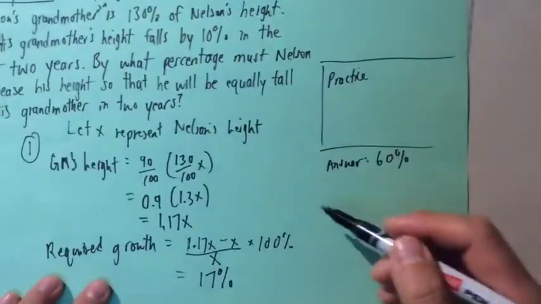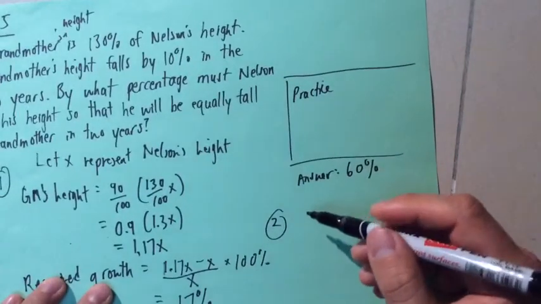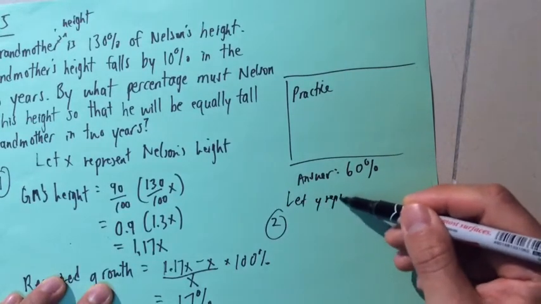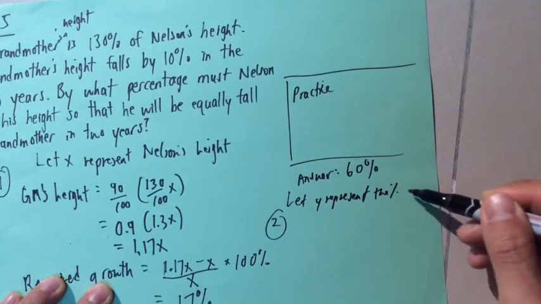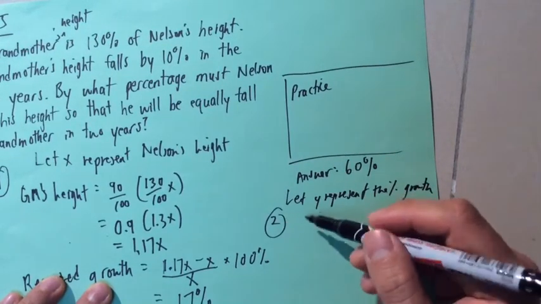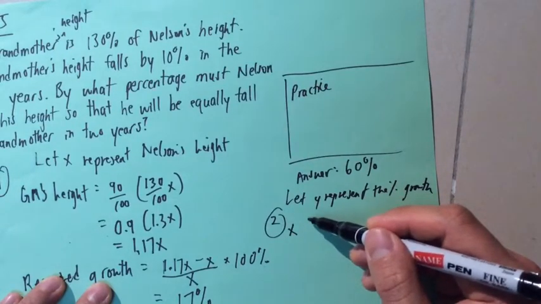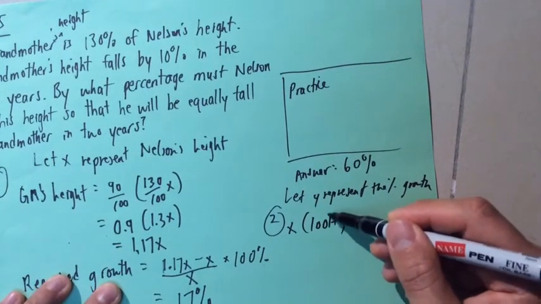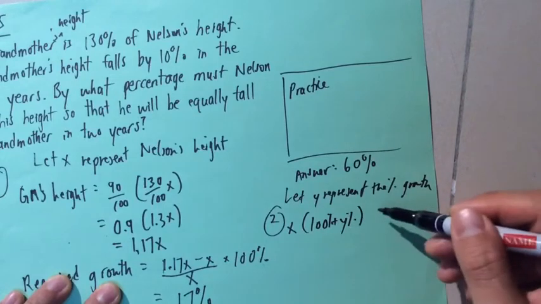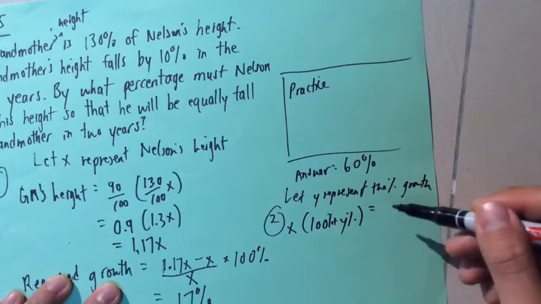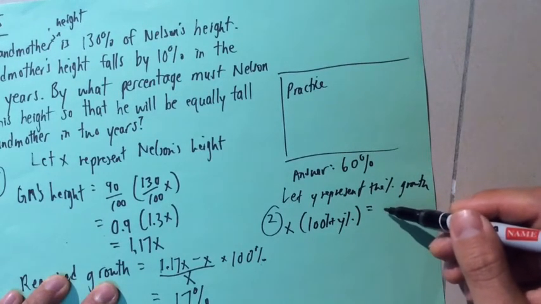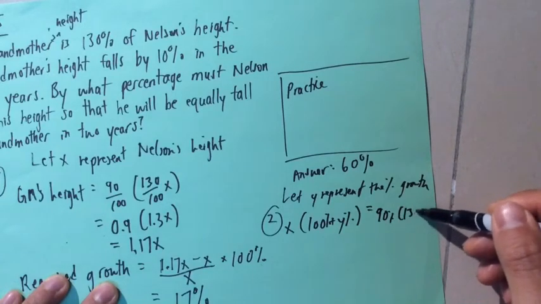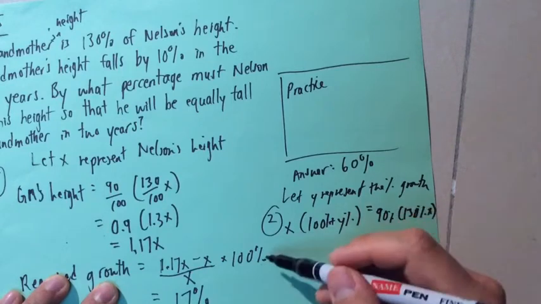That's one method. Our second method is to have two variables instead. We can let y represent the percentage growth required. So in this case we can have x, which is Nelson's height. We need to have 100%, plus y%. So with that required growth, it will be equal to 90% of 130% of x.